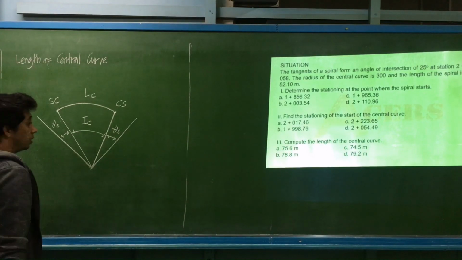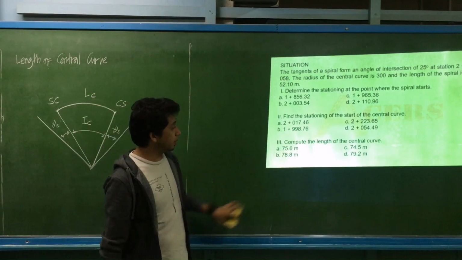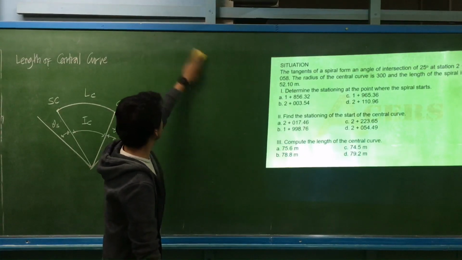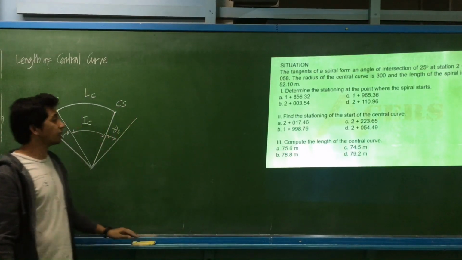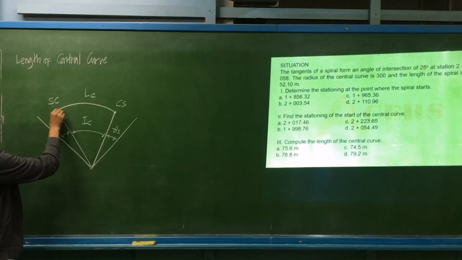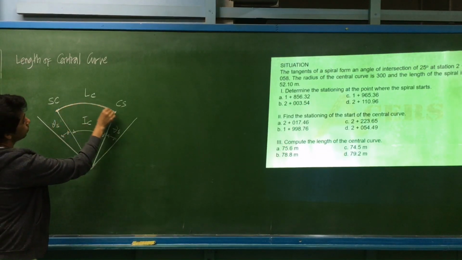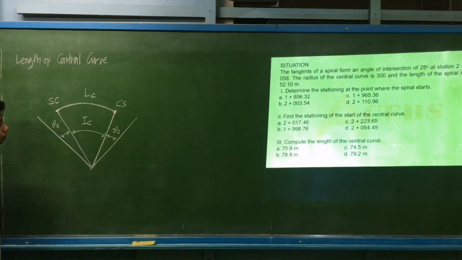Okay, so yung third required is, compute the length of the central curve. Yung tinatawag lang natin dito na central curve is from SC to CS. So, kailangan lang natin yung I sub C, yung equivalent central angle ng circular curve natin.